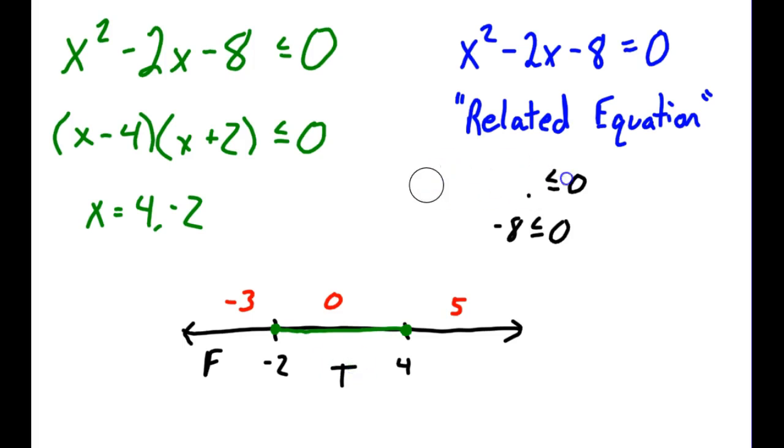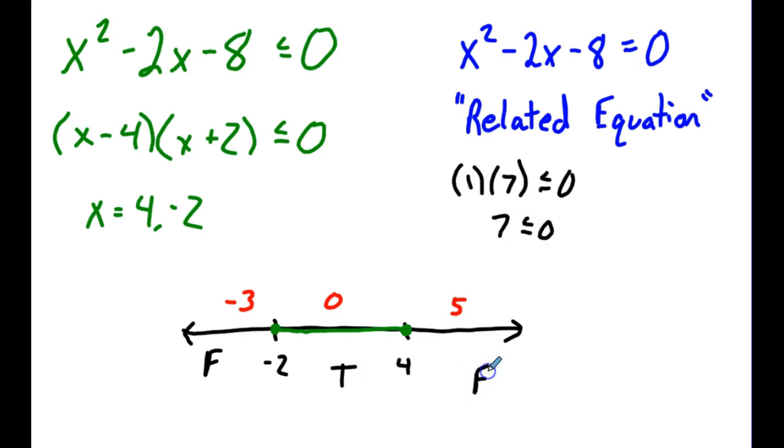Now the last part, we have to check 5. If we plug 5 in here, 5 minus 4, we get a value of 1. And then 5 plus 2, we get a value of 7, less than or equal to 0. So 7 less than or equal to 0, that is not a true statement, that is false. So we would not shade that region. It turns out in this case, we're going to go from negative 2 to 4 for our solutions. Any point between negative 2 and 4, those points included, will satisfy this quadratic inequality.